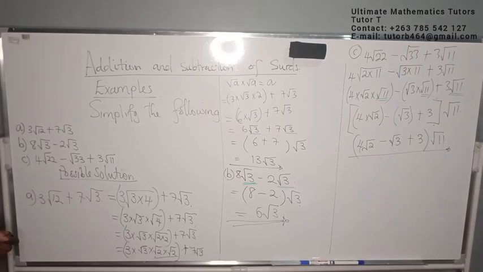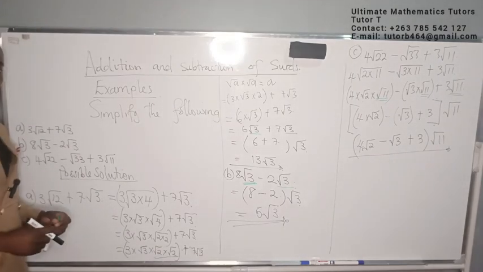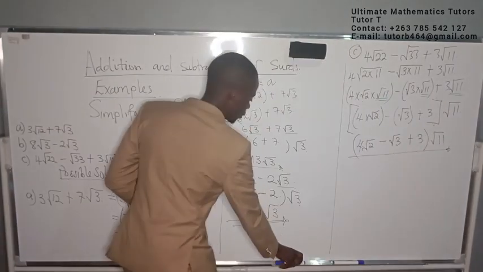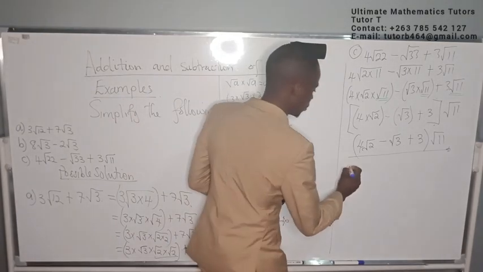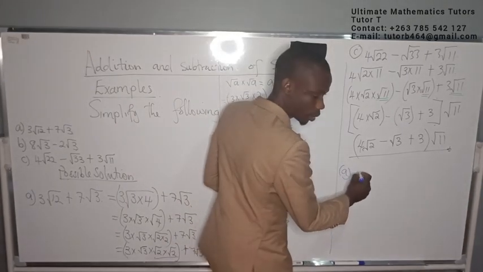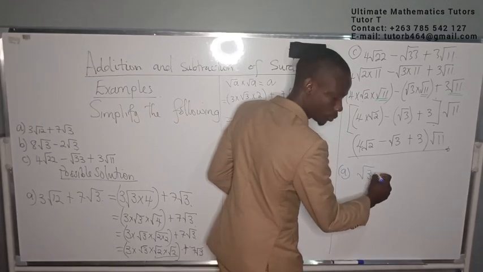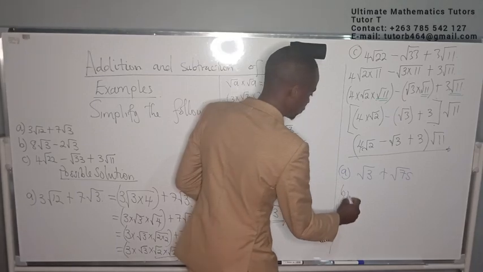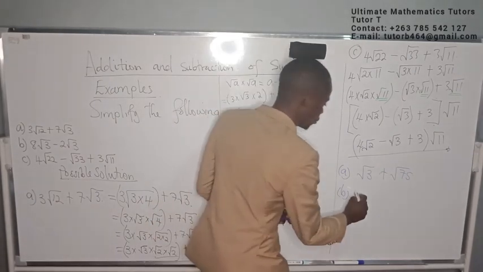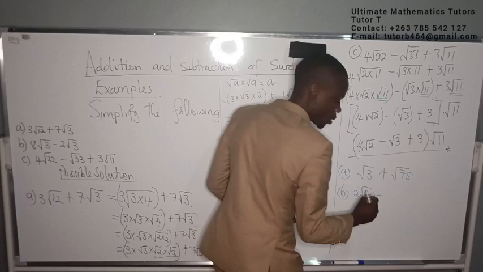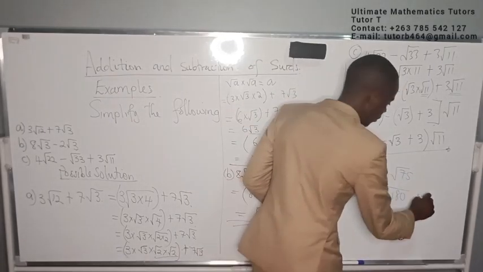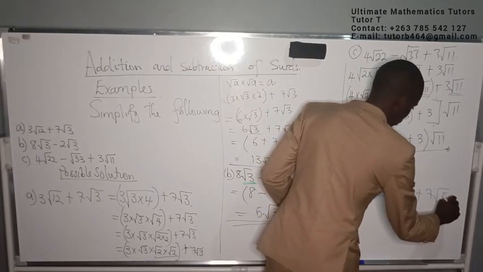I'd love to give you just 2 questions for you to do. You need to pause the video and do the questions, right? So question 1, we've got extra questions. Part A, this is root of 3 plus square root of 75. And then part B, we've got 2 root 20 minus root of 180 plus 7 root of 5.